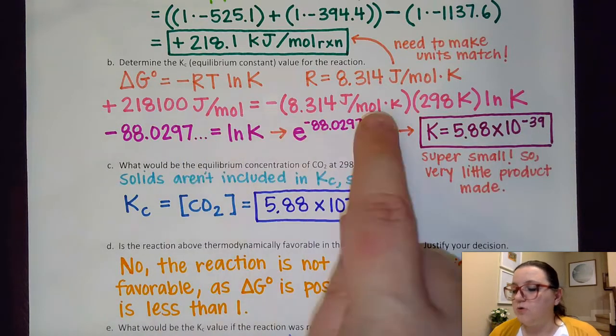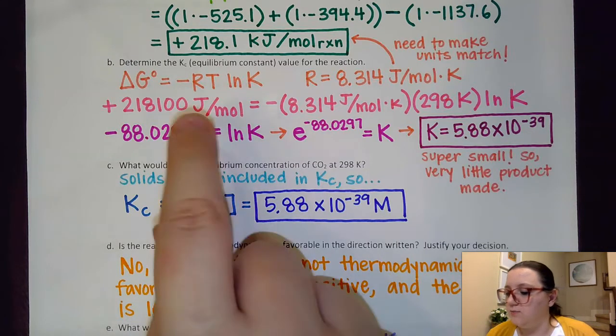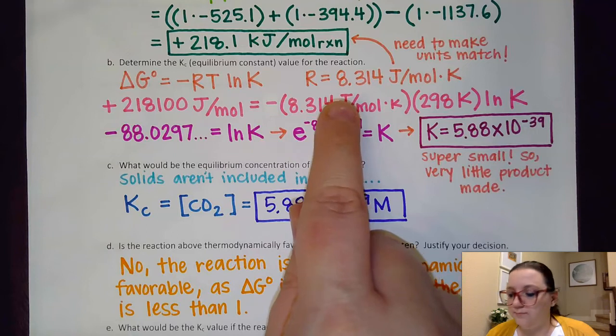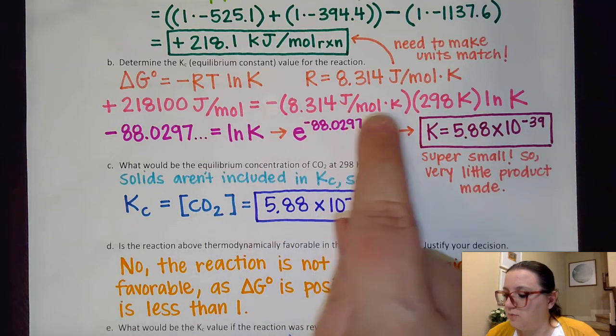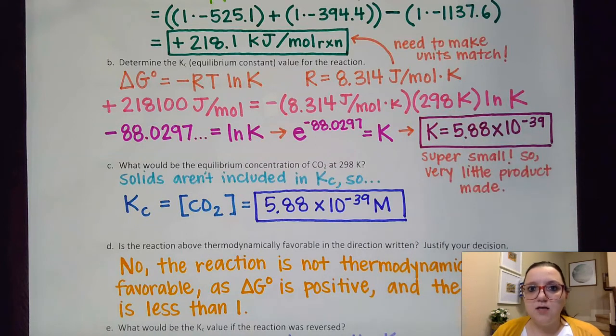Now, I went ahead and wrote units here for a couple of reasons. First off, it helped me double check to make sure units match. But I want to show you what happens with your units. Joules and joules cancel. Moles and moles cancel. Kelvin and Kelvin cancel. So your K ends up without units. But remember, K does not have units to it, so that makes sense. All those other units should cancel their way out.